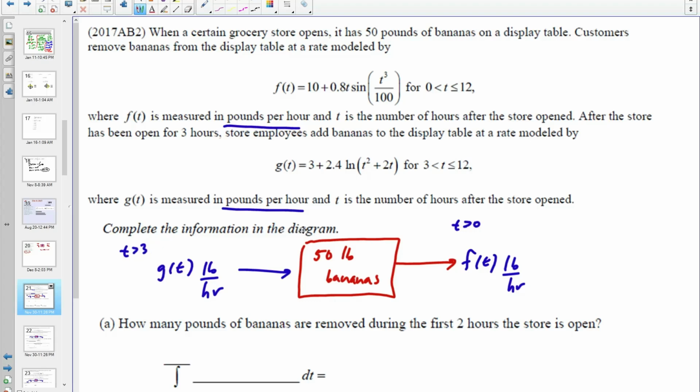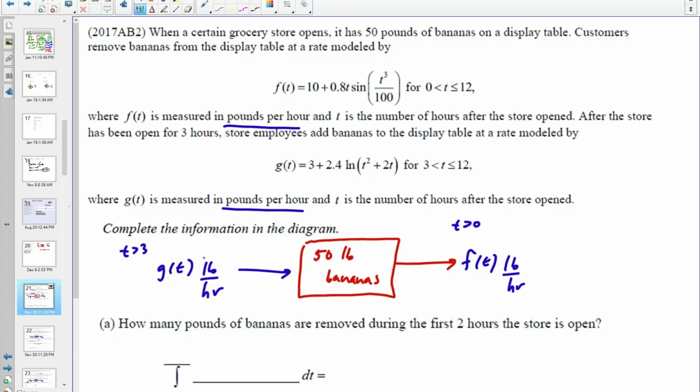All right, so knowing all of that, we make this diagram. This diagram is very important to make. What you can glean from this diagram is, first of all, notice that G(t) and F(t) do not have the same units as 50 pounds of bananas. G and F are rates, whereas 50 is an amount. So you can never add 50 with F and G.